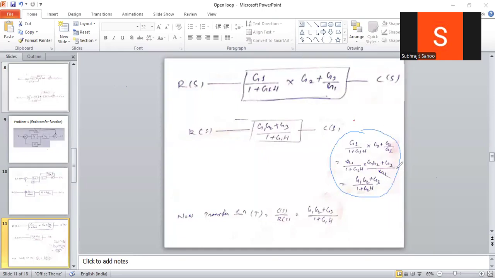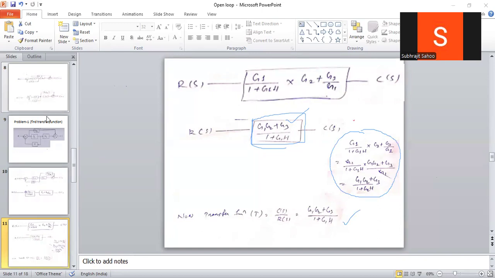So G1 times 1 plus G1, I have taken the LCM here, G1 will be cancelled. Then G1 G2 plus G3 divided by 1 plus, here I have written. So this is the transfer function. Transfer function is what? C(s) by R(s). So what remains after reduction of all blocks into a single block becomes the transfer function. How easy it is, right? Observe.